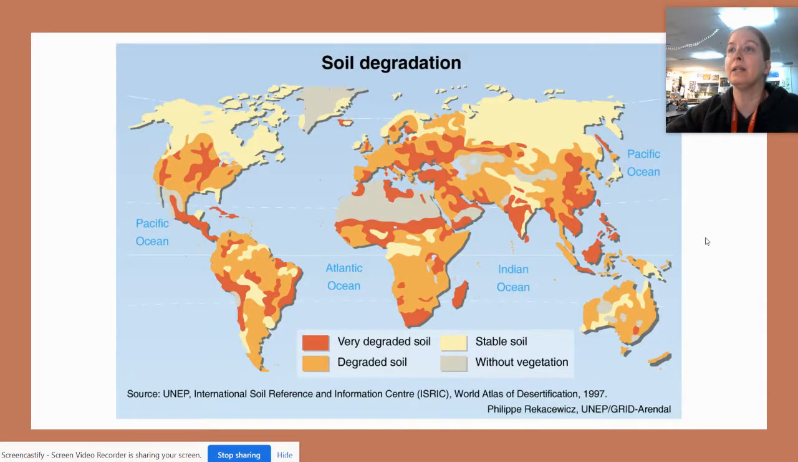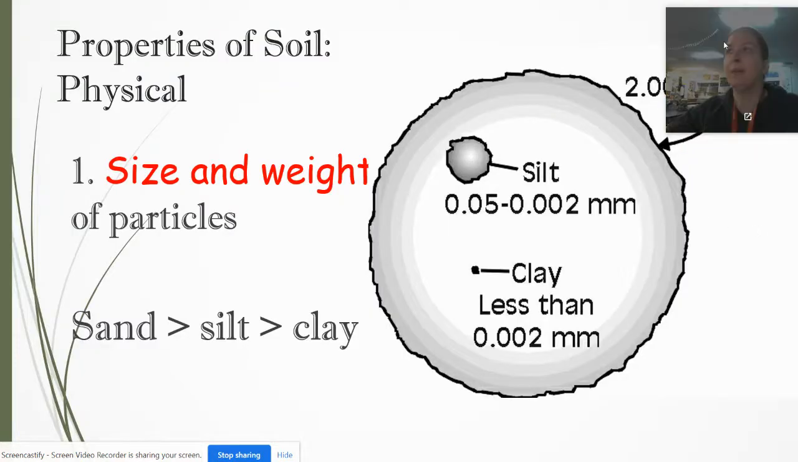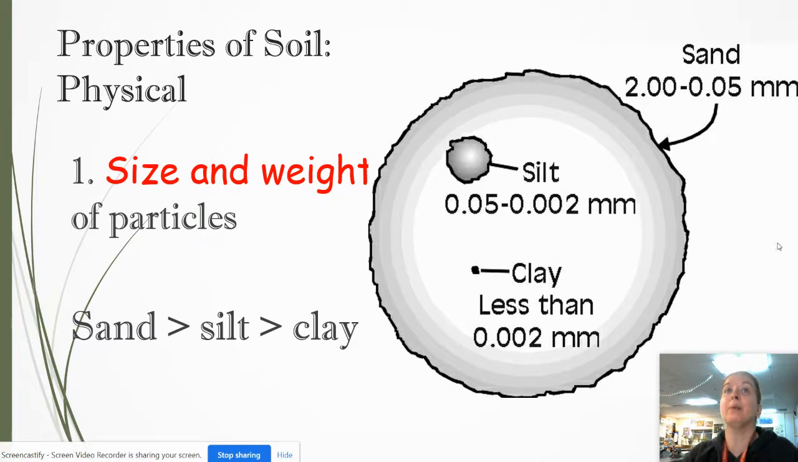All right, here is a visual of soil degradation over the world, where it's very degraded or somewhat degraded. You can see most of the cooler areas tend to have stable soil, but you also can't grow stuff up there. And then we have areas without vegetation, either ice or desert for the most part. And then let's move me back down here: properties of soil.